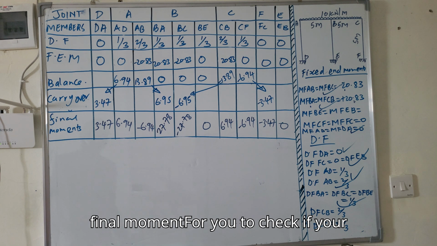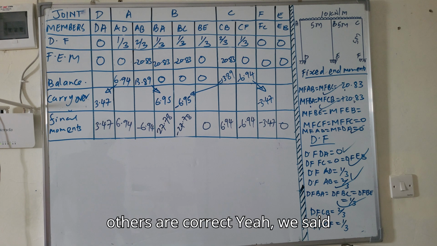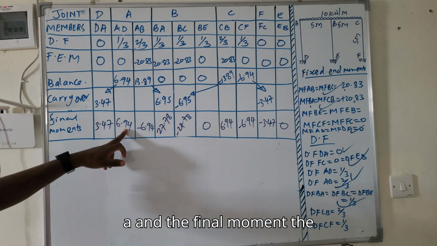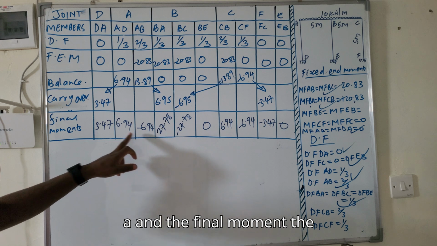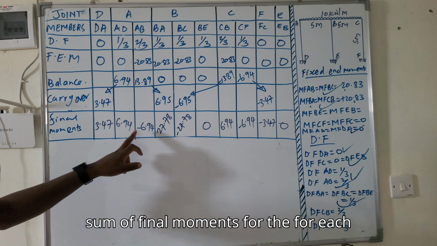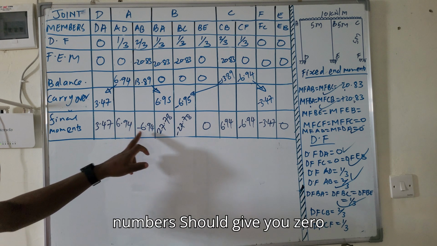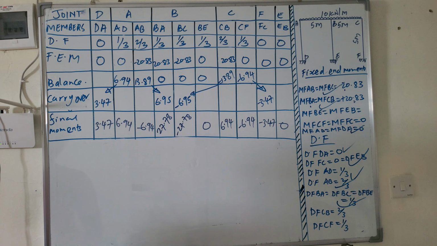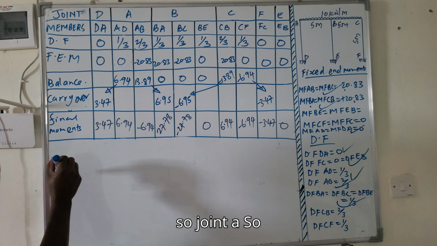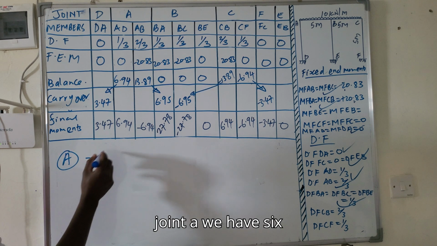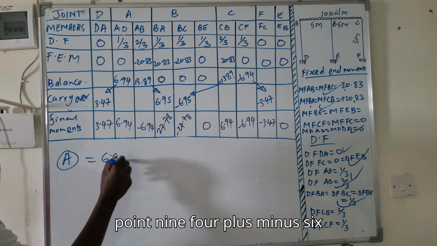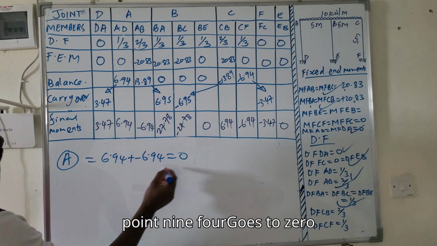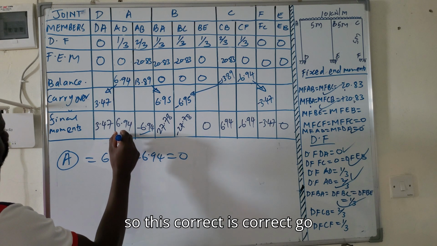For you to check if your answers are correct, we said earlier that at each joint, the sum of final moments for each member should give you 0. So if we check joint A, we have 6.94 plus minus 6.94 equals 0. So this is correct.